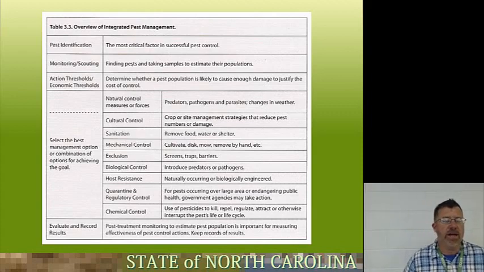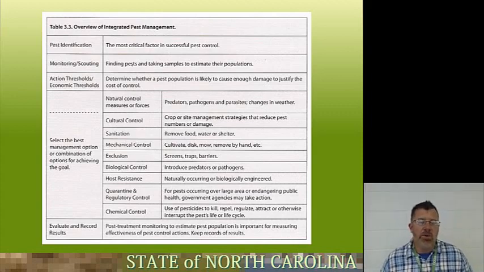Action thresholds or economic thresholds. They determine whether a pest population is likely to cause enough damage to justify the cost of control. Is it going to cost you more money to apply that pesticide than the product or the crop that you're going to lose? That's, again, up to you.